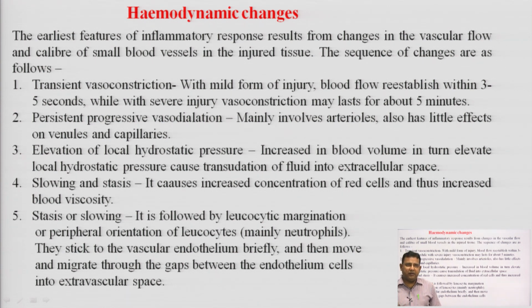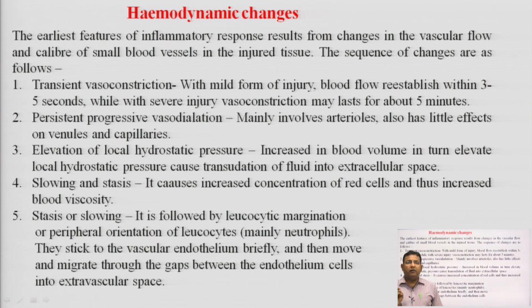So, in the hemodynamic change in the inflammatory response, there are sequences. Here I will tell you the sequence of the changes. First one, transient vasoconstriction. In the last presentation, I told you briefly just the points of what actually happens. So, first one is transient vasoconstriction. Transient means for a short term, for a very short period. Vasoconstriction means blood vessels will constrict, narrow.